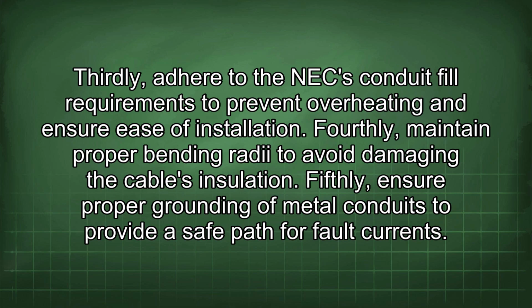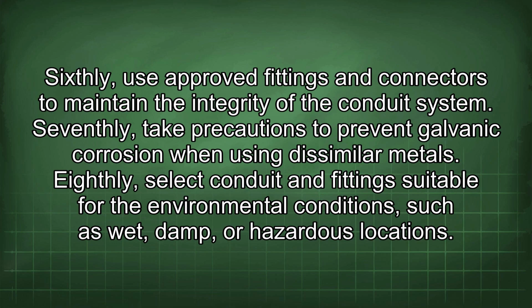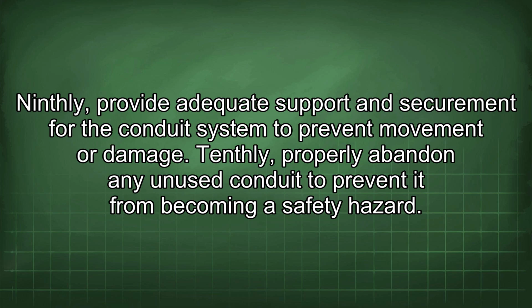Fifthly, ensure proper grounding of metal conduits to provide a safe path for fault currents. Sixthly, use approved fittings and connectors to maintain the integrity of the conduit system. Seventhly, take precautions to prevent galvanic corrosion when using dissimilar metals. Eighthly, select conduit and fittings suitable for the environmental conditions such as wet, damp, or hazardous locations. Ninthly, provide adequate support and securement for the conduit system to prevent movement or damage. Tenthly, properly abandon any unused conduit to prevent it from becoming a safety hazard.